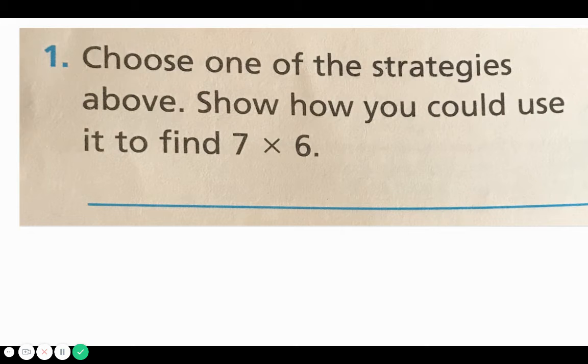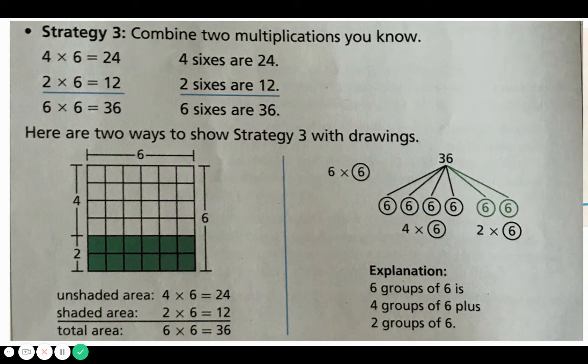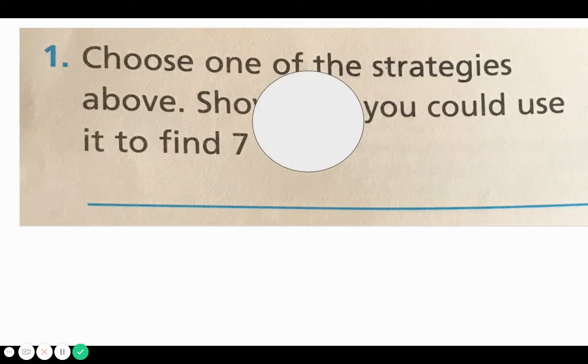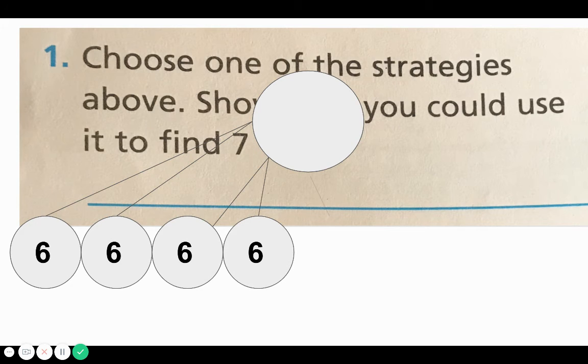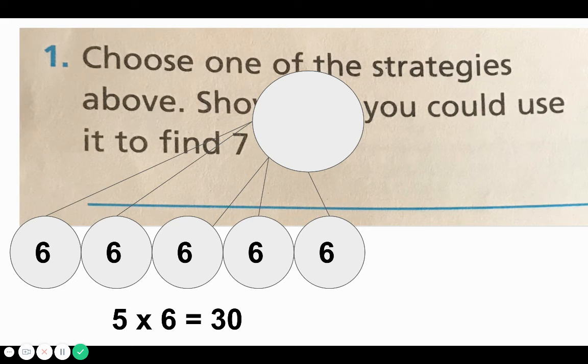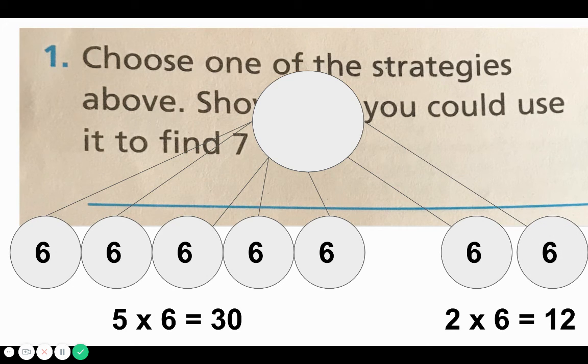And for the next 2 problems, they just ask you to choose one of the strategies above and show how you could use it to find 7 times 6. So let's take a look at strategy number 3, combine 2 multiplications you know. So we've got our product that we're trying to find, and we've got 5 groups of 6 is 30. And to make 7 groups of 6, we need 2 more. 2 groups of 6 is 12. We're just going to add that together. 30 plus 12 equals 42. 7 times 6 equals 42.